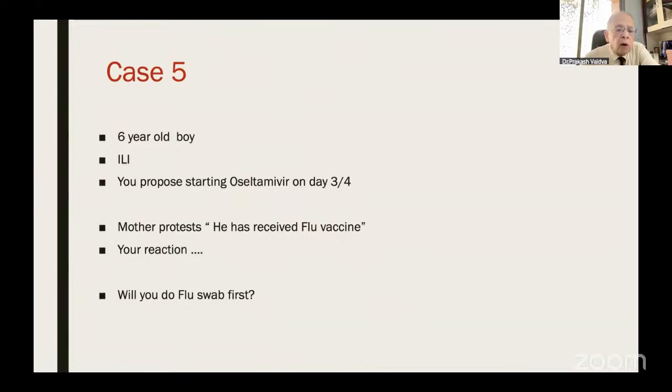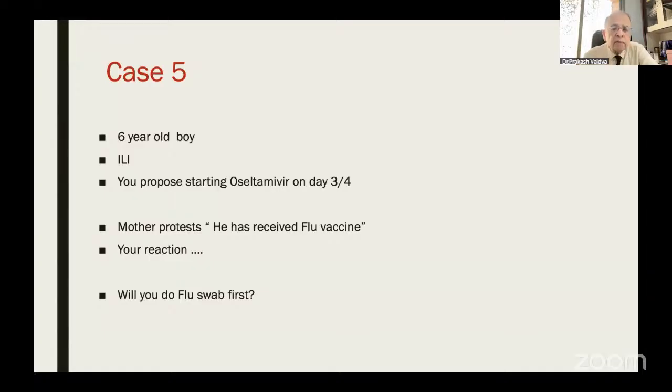This is a 6-year-old boy with an influenza-like illness, and on day 3 and day 4 he starts looking lethargic and sick, and you propose that you want to start Oseltamivir. But the mother is saying that, doctor, you have given him flu vaccine. Why do you want to give Oseltamivir also? So I would like both of you to know how you will react in this situation.